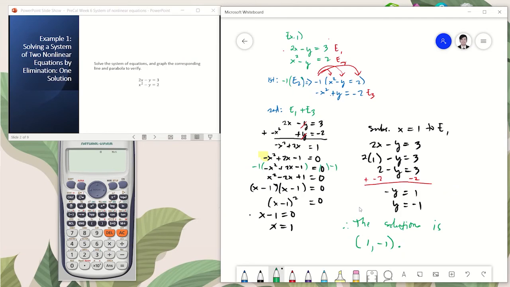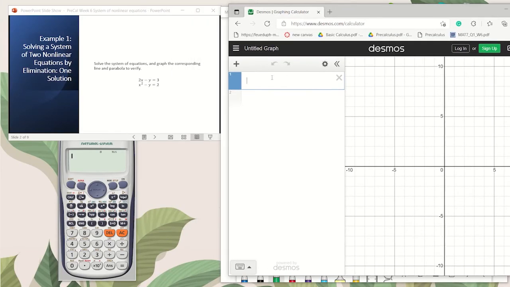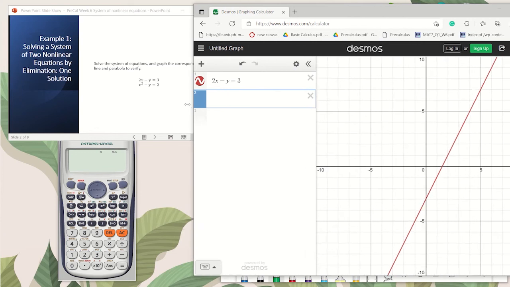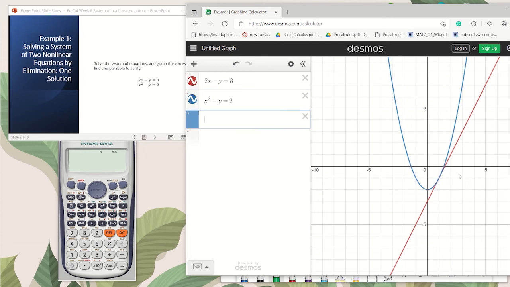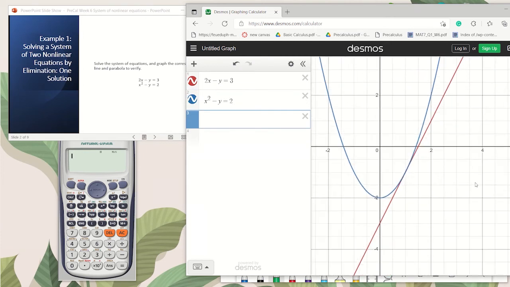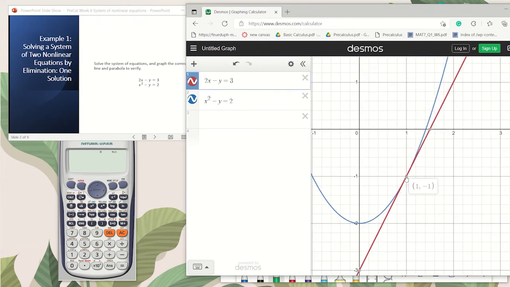As mentioned in the instruction, we need to graph the corresponding line and parabola to just verify whether our work is correct or not. So we will be using Desmos to check. Okay, so our first equation is 2x minus y is equal to 3. And that's a line as expected because the highest degree is a 1. And then the second is a parabola. And looking at the intersection between the parabola and the line, that is 1, negative 1. So our answer is correct.